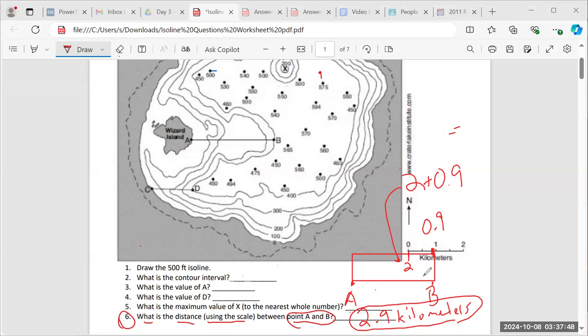If you have any other questions, especially using the scale, you can look at my video on map scale questions. But that's pretty much the same steps that you're doing for this question as for the others.